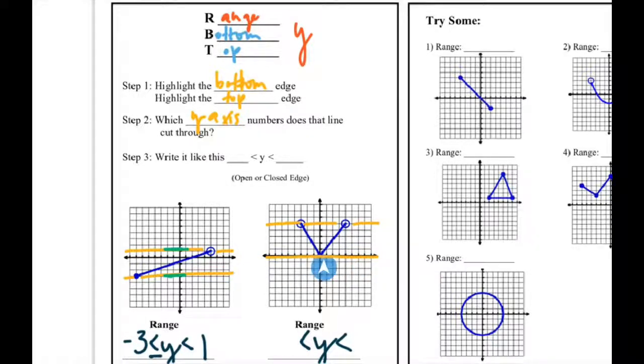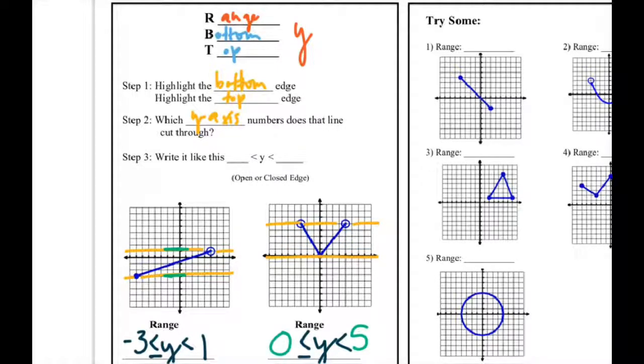This y value right here is a 0. This value up here is a positive 5. The bottom is a closed circle, so that gets a closed line. The top is an open circle, so that gets an open symbol. So my range is my y's. They live between the y value of 0 all the way up to the y value of 5.